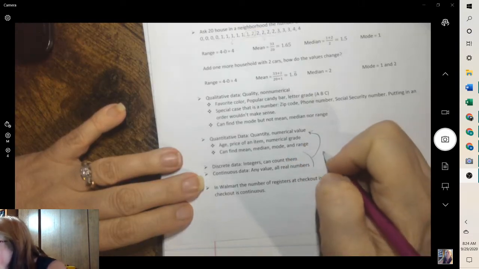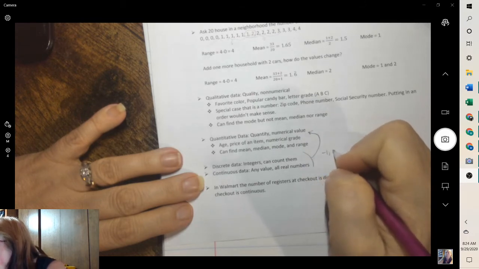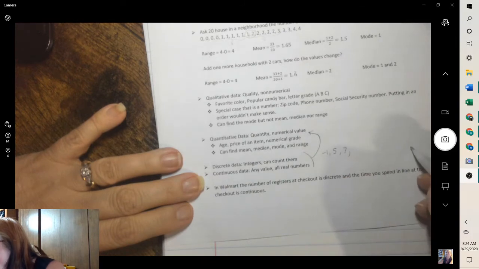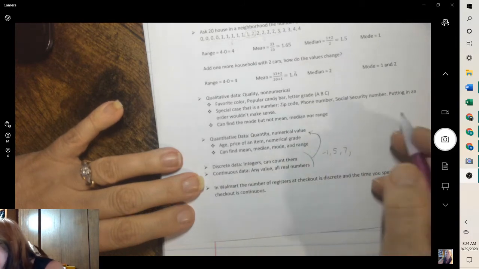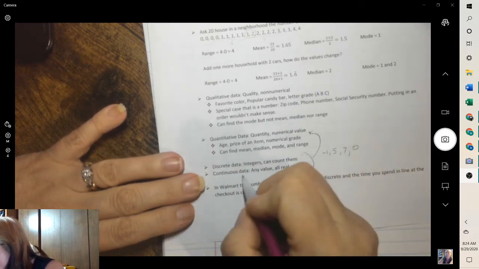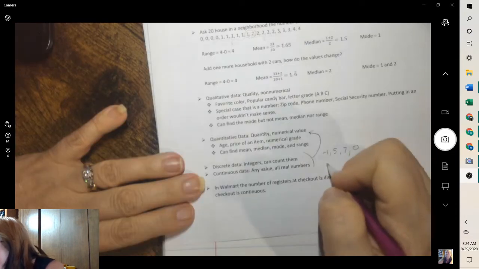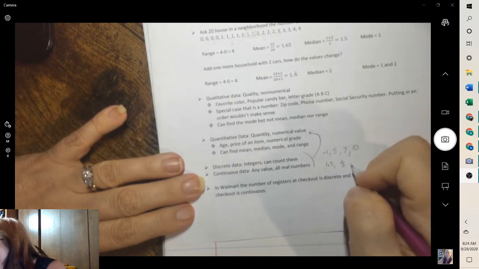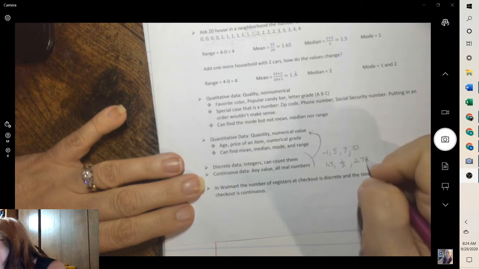So these, -1, 5, 7, it's whole numbers, positive and negative, and 0. Continuous is all those decimals in between: 1.5, 1/2, 2.732. It's all the fractions.